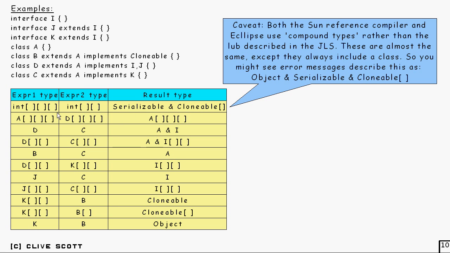You can't, of course, remove more than one pair of brackets, because otherwise you'll reduce this to a primitive, and you can't do that.